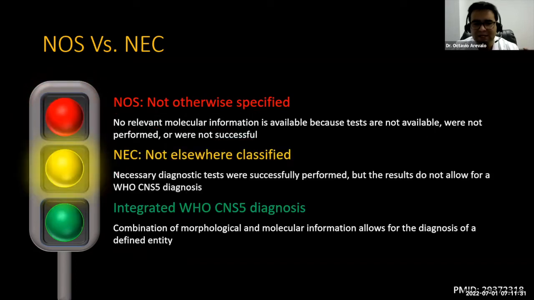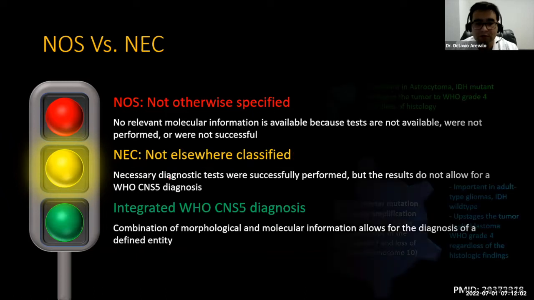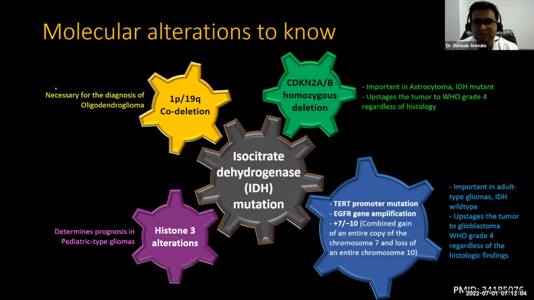Now, there is an intermediate category, which is the NEC, not elsewhere classified. And these are the zebras, okay? These are tumors that you got the full workup for, but the results do not allow you to classify the tumor in one of the CNS5 categories. So this is another acronym that you are going to find in your pathology reports, and you have to be familiar with it.